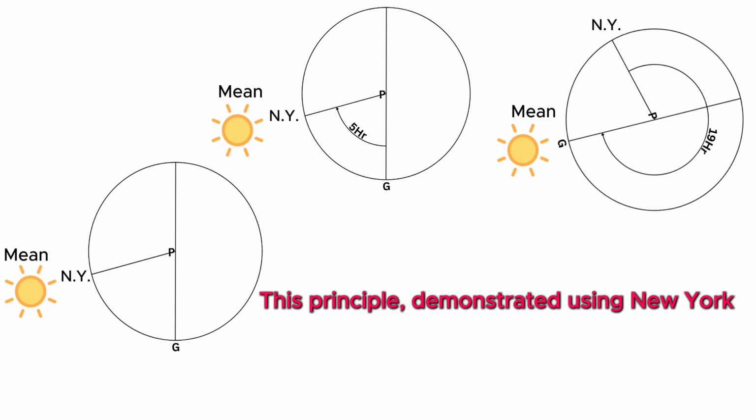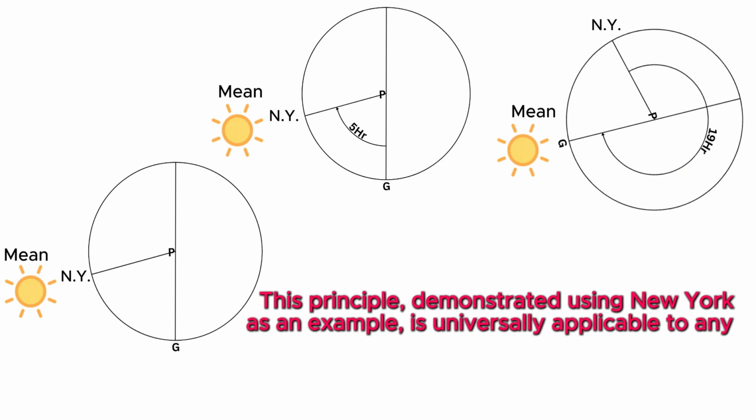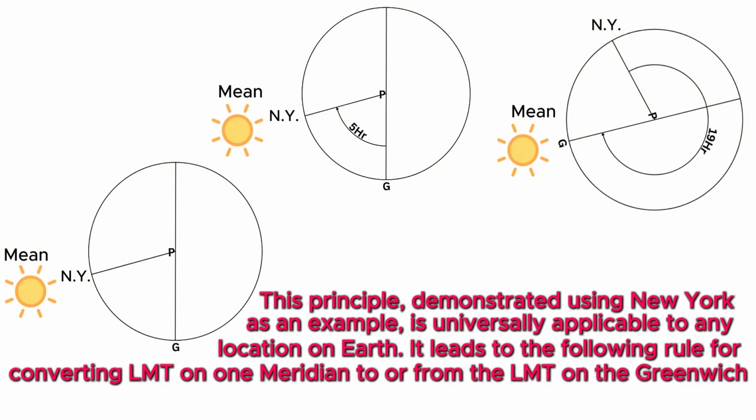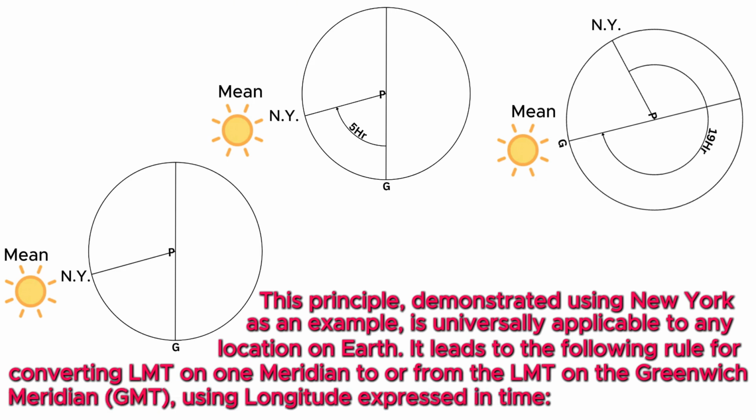This principle, using New York as an example, is universally applicable to any location on Earth. It leads to the following rule for converting local mean time on one meridian to or from the local mean time on the Greenwich Meridian, using longitude expressed in time.